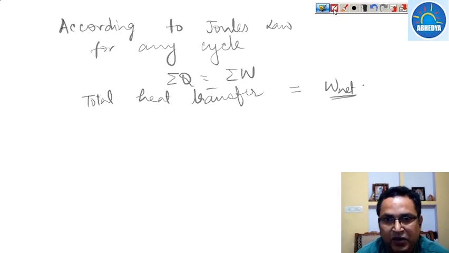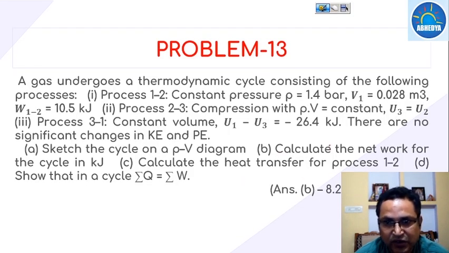Okay, now in the question he was asking to calculate the net work transfer in the cycle in kilojoule and calculate the heat transfer for process 1 to 2. So we have to calculate the heat transfer for 1 to 2.